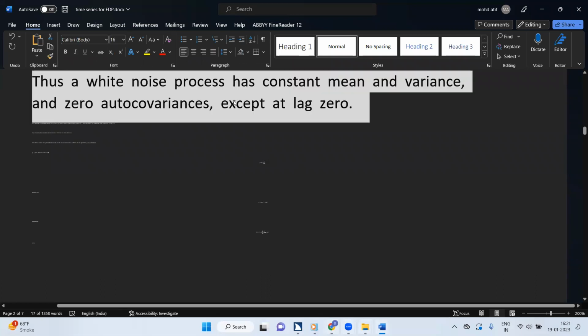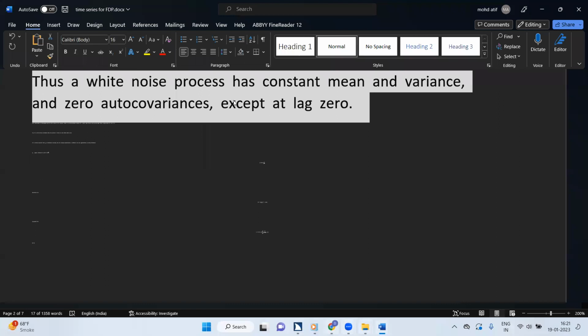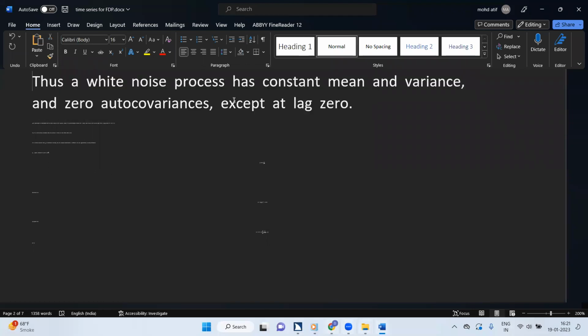So look at this. Compare it with the stationary process. Constant mean, constant variance, and its autocovariance is 0. And when autocovariance is 0, its correlation will also be 0, right? We are saying except at lag 0. So for a white noise at lag 0, it will not be 0.